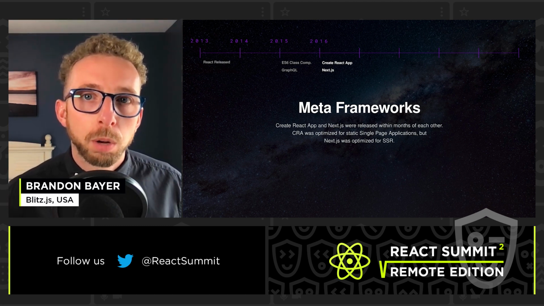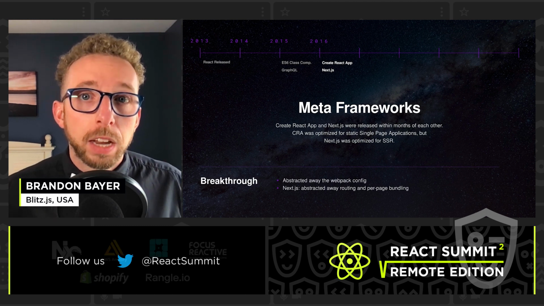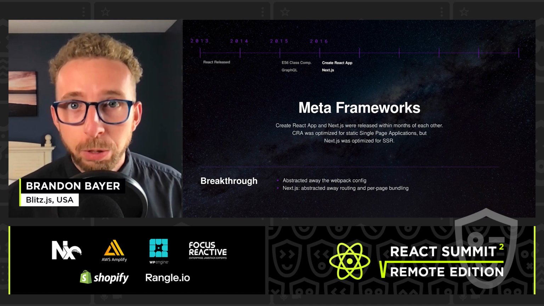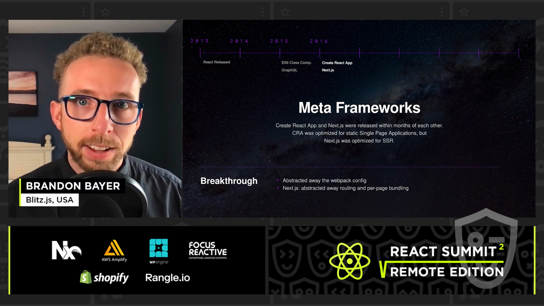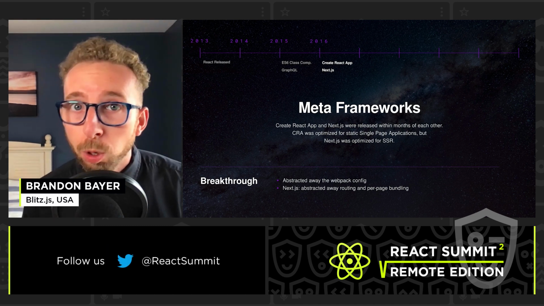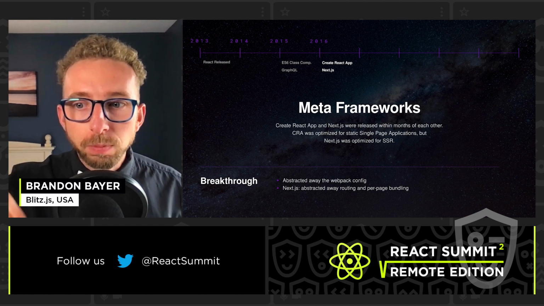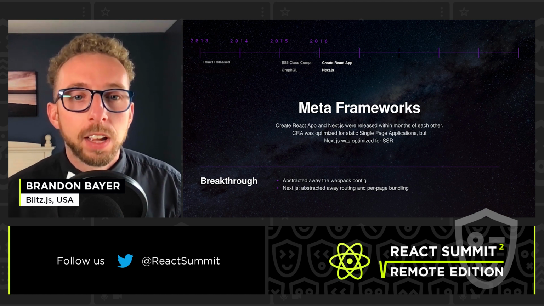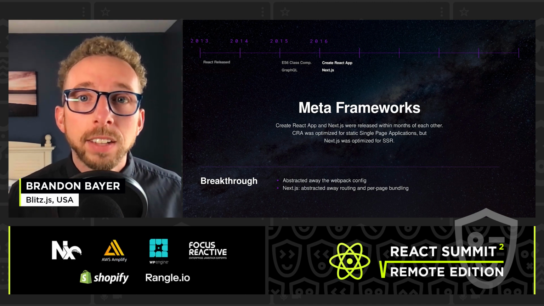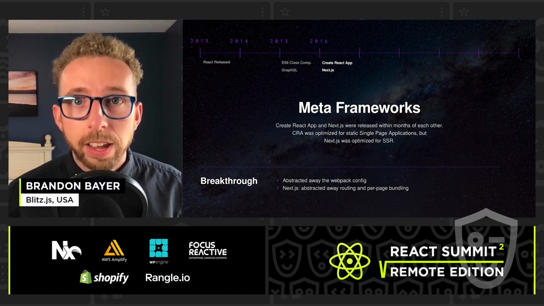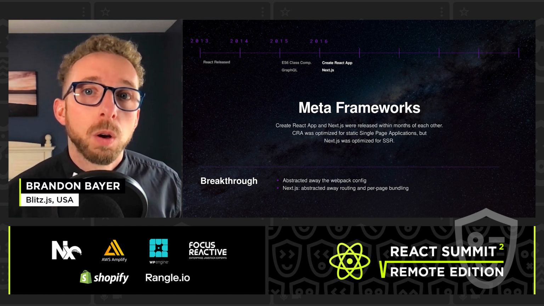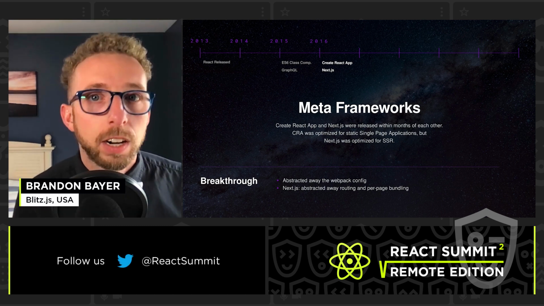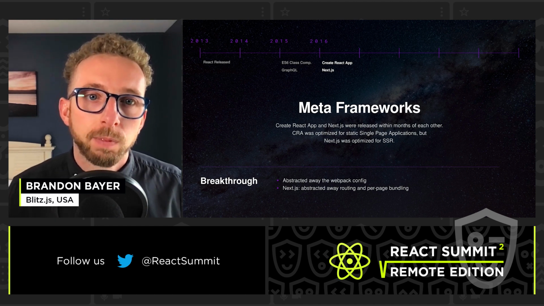But this was very important because it brought a couple breakthroughs. Number one is it abstracted away the Webpack config for you. No longer did you have to create your own Webpack config from scratch or use a boilerplate where you had this massive Webpack config inside your project that was scary to look at, right? And additionally, Next.js abstracted away the routing and the per page bundling. So this was a big deal for developer productivity. No longer did you have to set up the router and figure out which router to use and things like that.